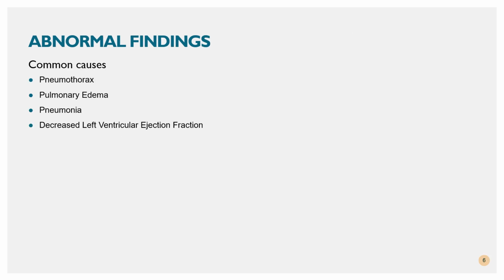So some of our abnormal findings that we're looking for and we're going to discuss are pneumothorax, pulmonary edema, pneumonia, and decreased left ventricular ejection fraction. Now, in this case, we're not going to be looking at the heart in today's lecture, but we know with that decreased fraction, we're going to be suspicious of some pulmonary edema. Now that we can identify.